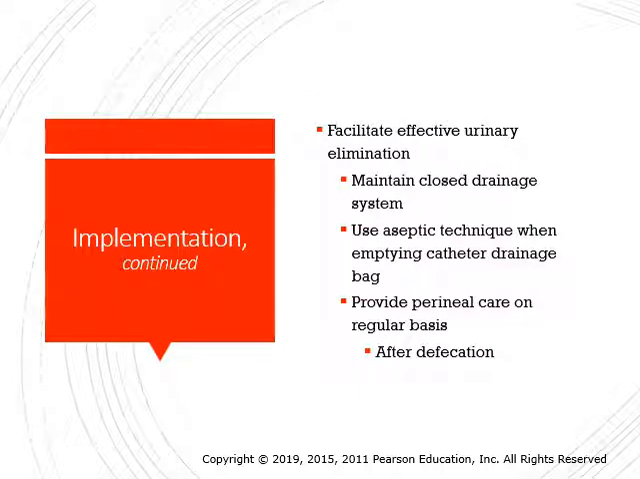Again, part of our nursing responsibilities are to maintain a closed drainage system. So that means that we're not going to disconnect the catheter from the drainage bag or any part of that. So if that would need to happen for whatever reason, then the whole catheter needs to be removed and a new one inserted using sterile technique. We don't disconnect them to put a new drainage bag on or anything like that. We maintain the system as closed.